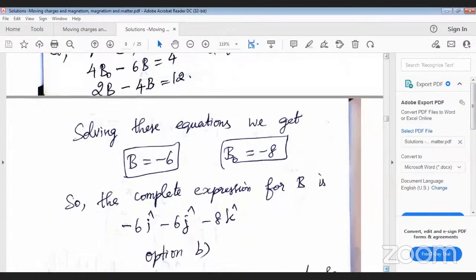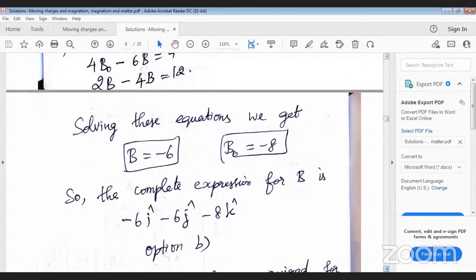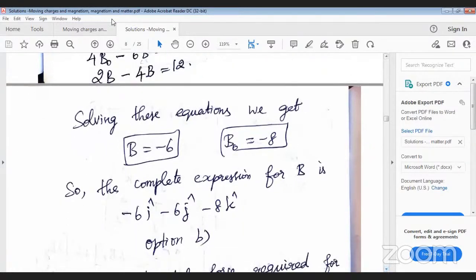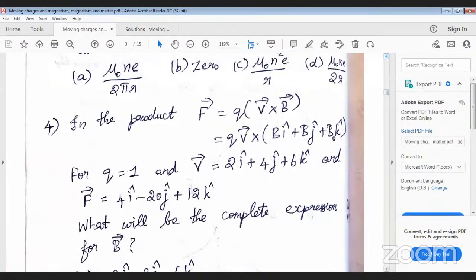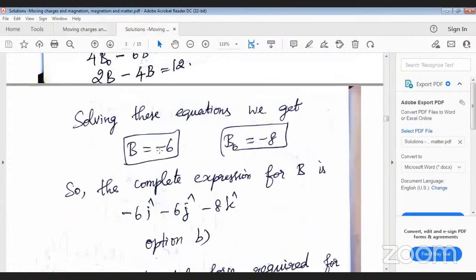Now after getting the values of b and b naught, you can substitute in the expression for B. In the question they have given you, B is nothing but b i cap plus b j cap plus b naught k cap. We have found out the values of b and b naught. So the complete expression is minus 6i minus 6j minus 8k cap.